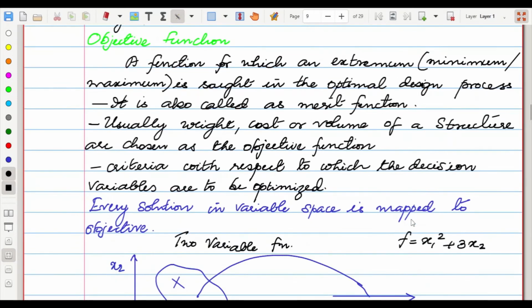Next is the objective function, a function for which an extremum, that is minimum or maximum, is sought in the optimal design process. It is also called the merit function. Usually weight, cost or volume of the structure are chosen as the objective function. The criteria with respect to which the decision variables are to be optimized is known as the objective function.